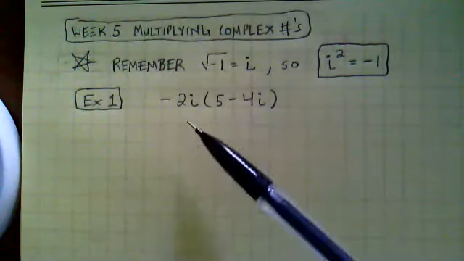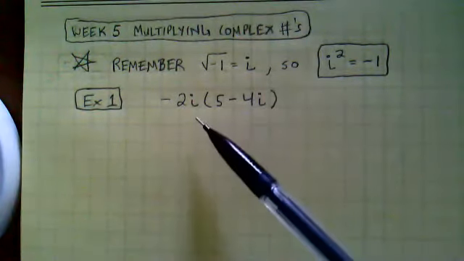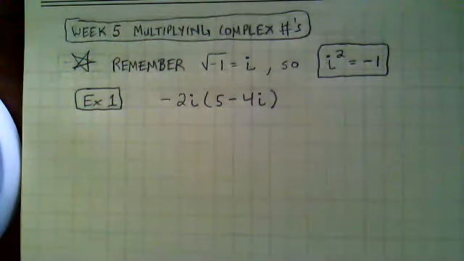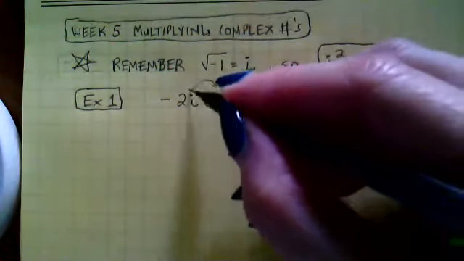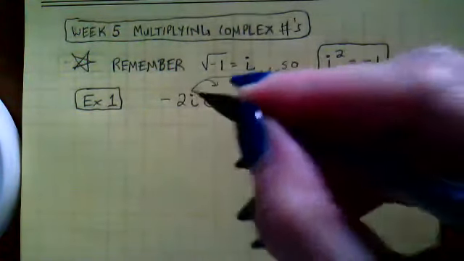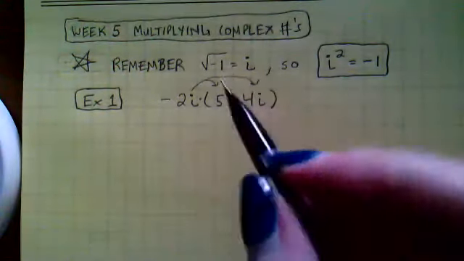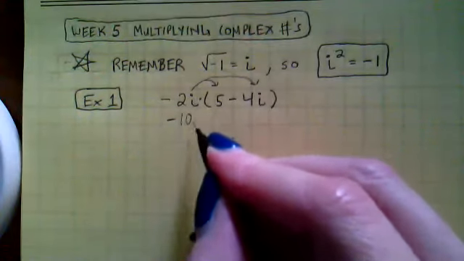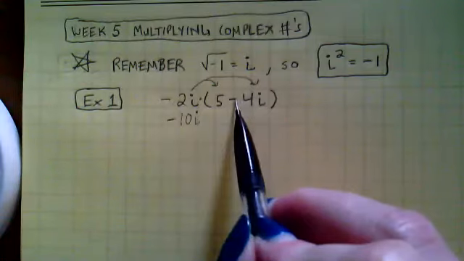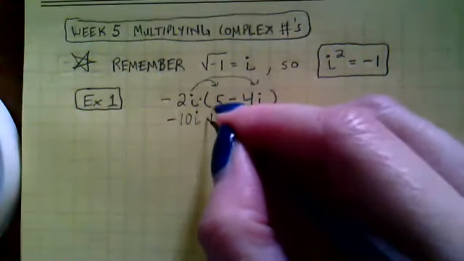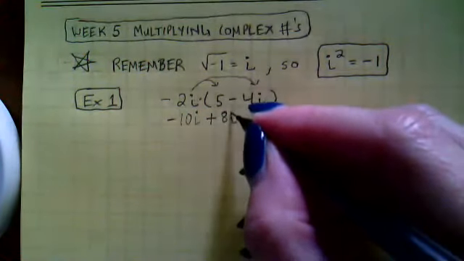So if we look at example 1, it looks like a typical distribution problem, except we have complex numbers involved. But if we do it like we would before and distribute this -2i by multiplication to both of these terms inside, we get -2 times 5, which is -10, and of course we have the i there. And then we have a negative times a negative, which is a positive. 2 times 4 is 8, and then i times i is i squared.